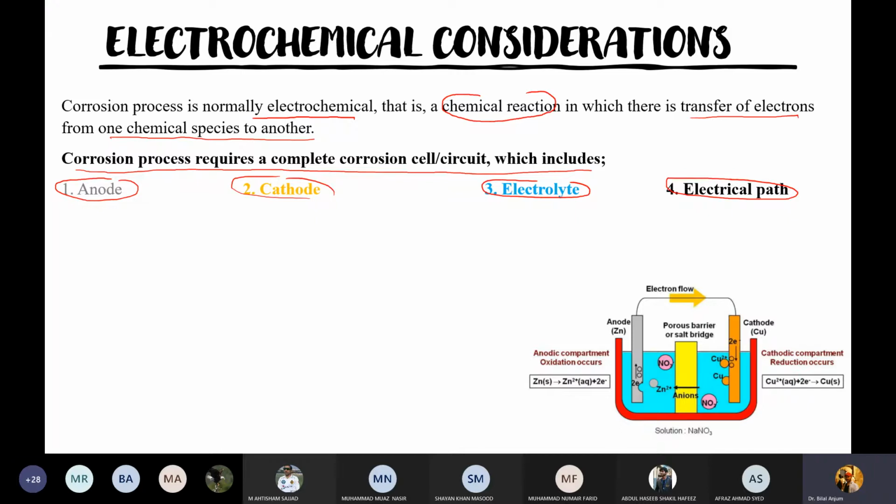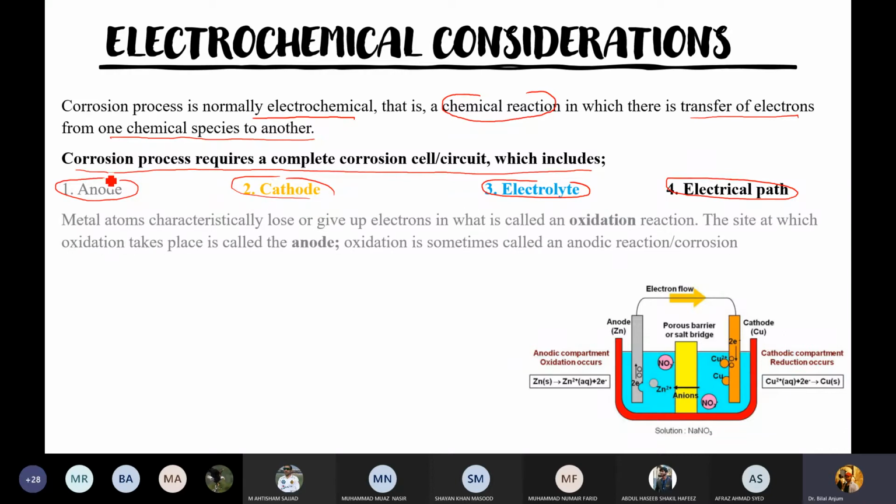Here, at the bottom right corner of the screen, you have the electrochemical cell. We'll first look into what the anode is. Anode is the part of the corrosion cell where metal atoms characteristically lose or give up electrons in what is called an oxidation reaction. The site at which oxidation takes place is called the anode. An oxidation reaction is also known as the anodic reaction or the corrosion process.